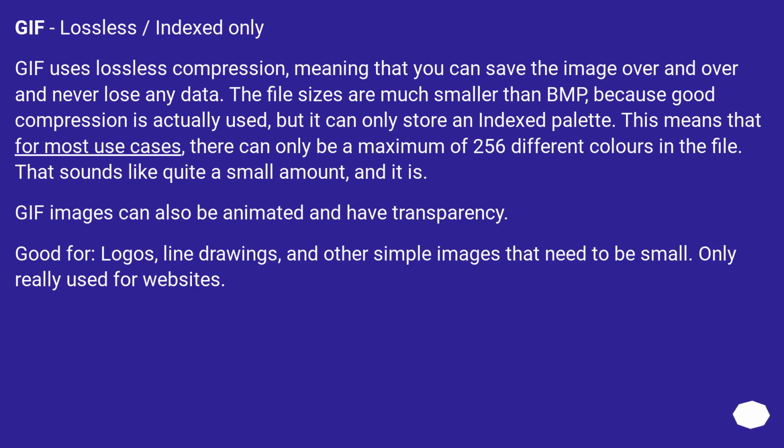GIF, lossless, indexed only. GIF uses lossless compression, meaning that you can save the image over and over and never lose any data. The file sizes are much smaller than BMP, because good compression is actually used, but it can only store an indexed palette. This means that for most use cases, there can only be a maximum of 256 different colors in the file. That sounds like quite a small amount, and it is. GIF images can also be animated and have transparency. Good for logos, line drawings, and other simple images that need to be small. Only really used for websites.